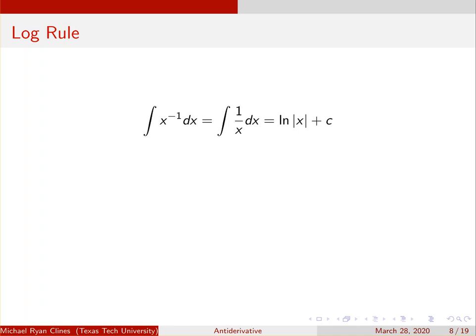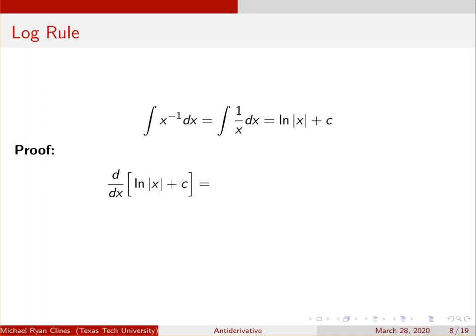Please do not forget those absolute values. They are very, very important. Without them, this could break. So we have to include the absolute values. And once again, a good way to see this is by doing the proof. So what we're claiming here is that the natural log of the absolute value of x is the antiderivative of x to the -1, or 1 over x.